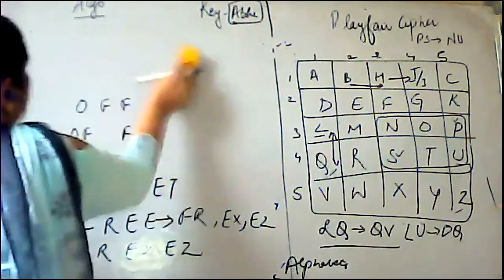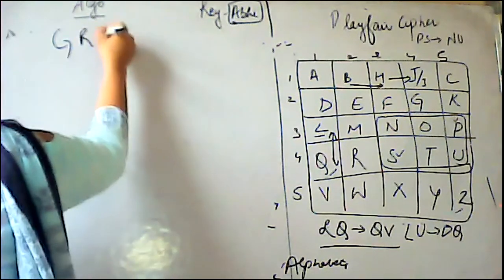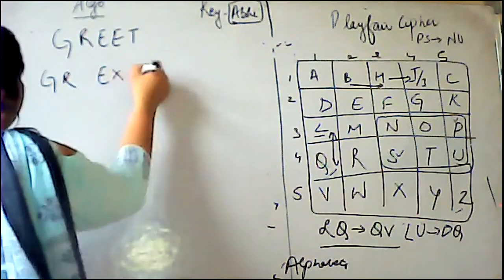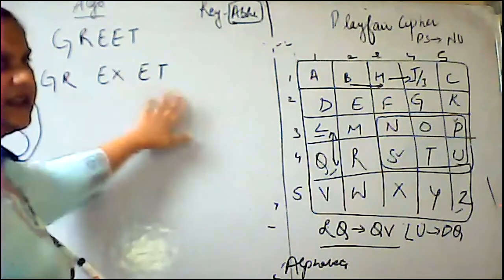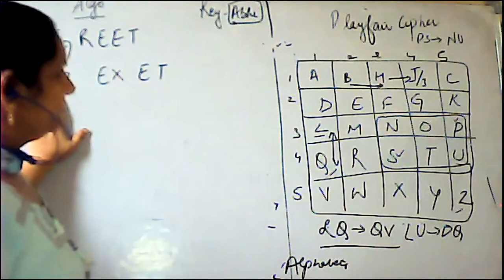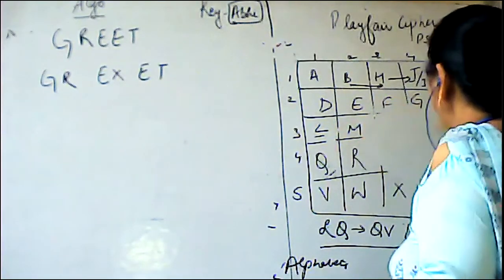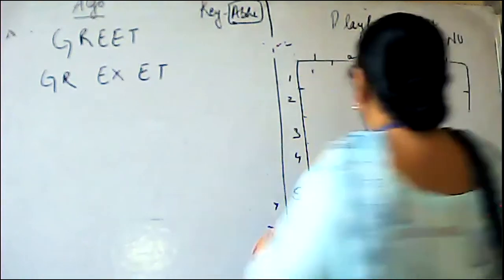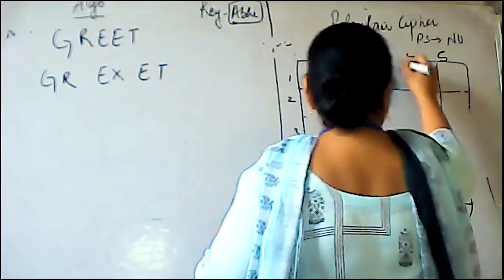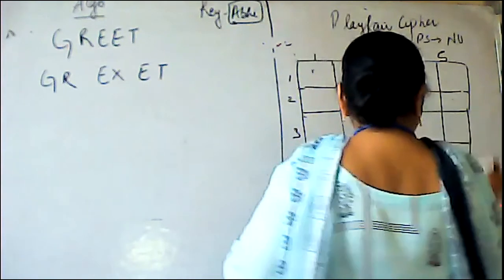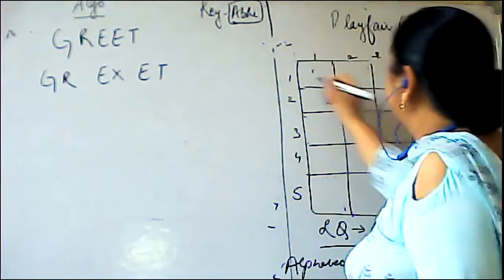Now let's, for example, say the plain text given to us is greet. Now how will you find the encrypted text for it? Just break it up into three pairs, GR, EX and ET. Okay. Now locate GR. A key will always be given to you, and plain text will always be given to you. You have to break it up and then find.